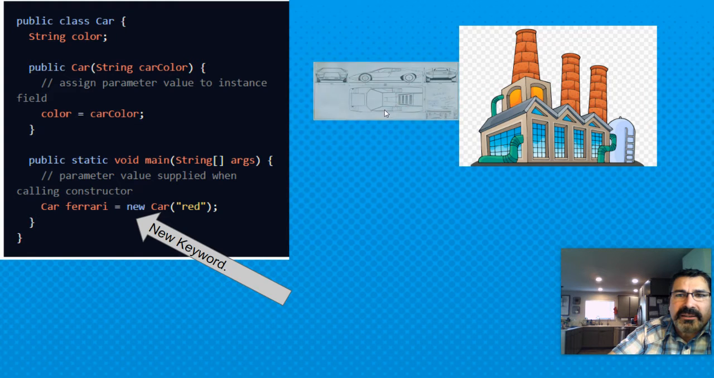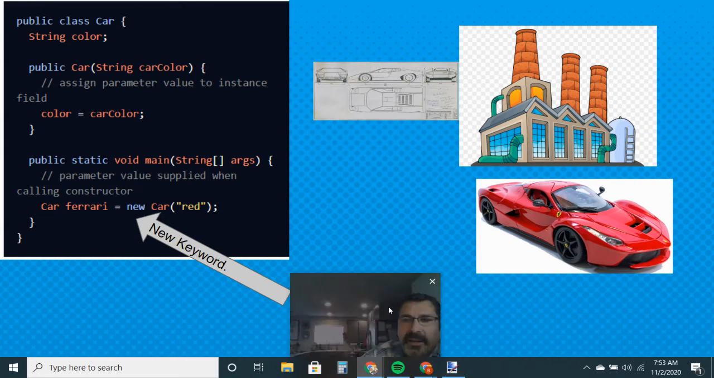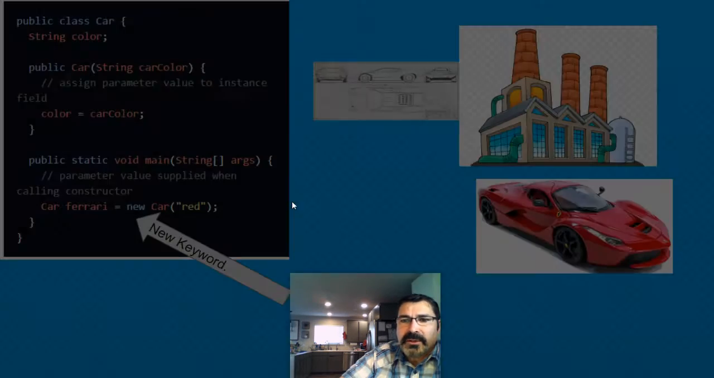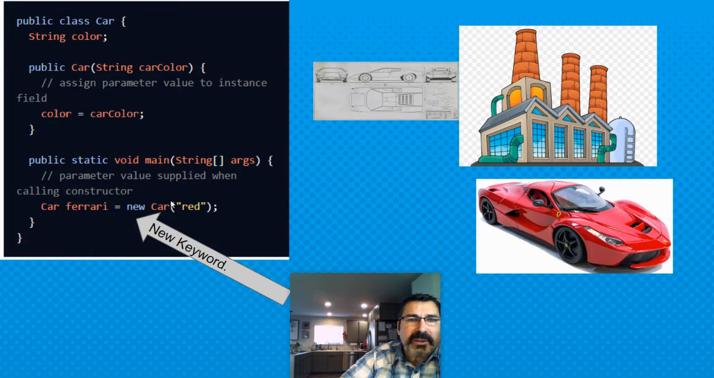Okay, and so we send it the car blueprints, and the factory's like, oh, wait, according to the blueprints, if you're building a car, you need to tell me what color. And we're like, oh, okay, we need red. Okay, so that's what's happening so far. And then we build our car, and it's going to have an instance variable that's holding red. So that's basically how the new keyword interacts with the constructor here.